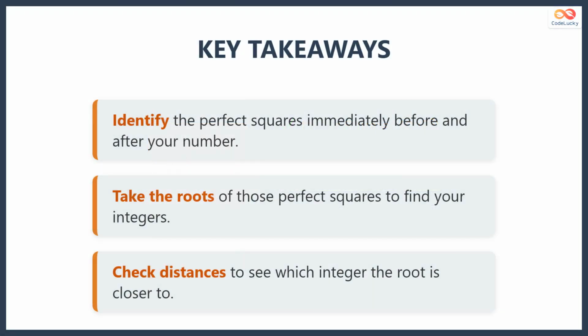To summarize, first, identify the perfect squares that surround your target number. Second, convert those perfect squares into their integer roots. And finally, use the distance between the numbers to decide which integer your result is closer to.